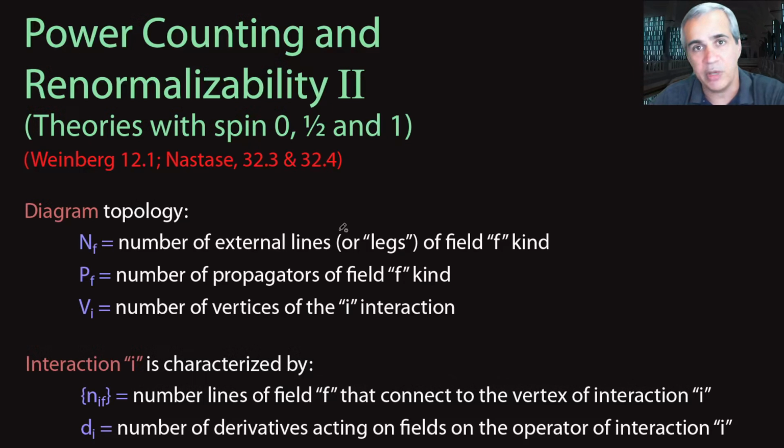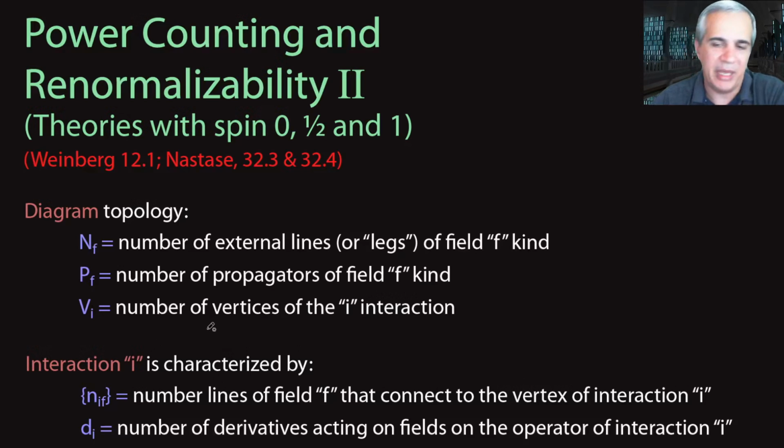In order to do that, we'll have to also generalize some of these variables we were using before to characterize our diagrams. So before we had this kind of topology for a diagram expressed in four numbers essentially: the number of external lines, which I called n, the number of propagators, which I defined as p, the number of vertices that I defined as v, and also the number of loops.